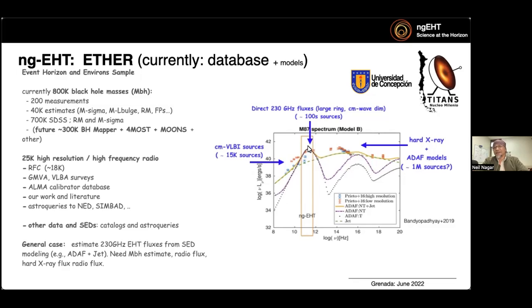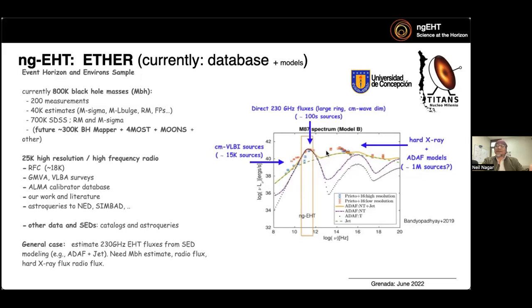Second, we're directly observing 230 gigahertz fluxes of large rings. And actually, the most promising thing for the ngEHT is, because we can't cover a lot of sources here, and the standard source your science working group is going to come up with will not have either of these, and we have no large 230 gigahertz surveys, what we're really working on is modeling from the overall set, especially the hard X-ray and very high energy points, to try to model what the 230 gigahertz estimate will be.